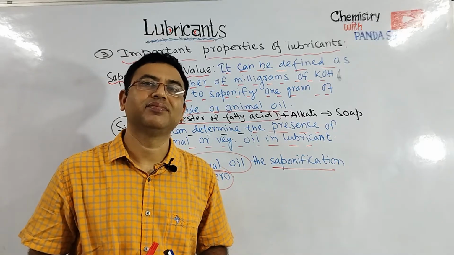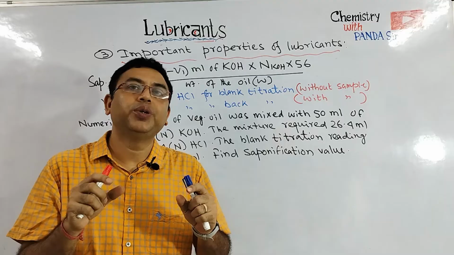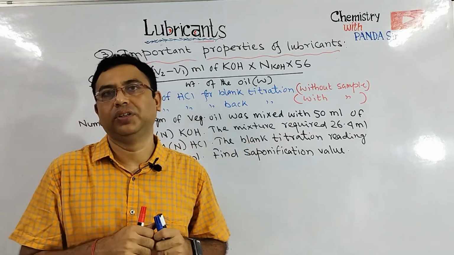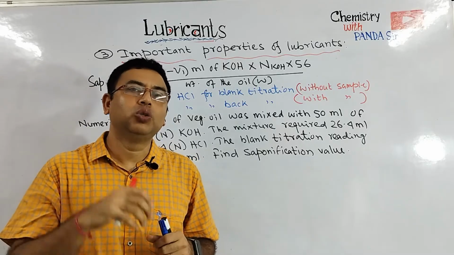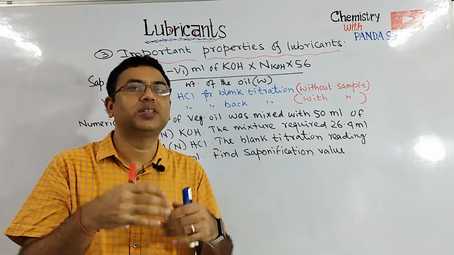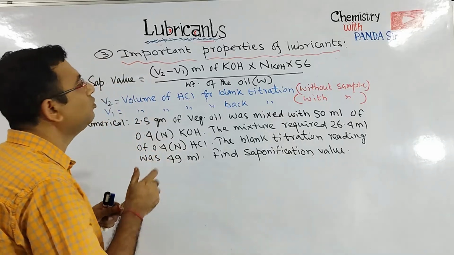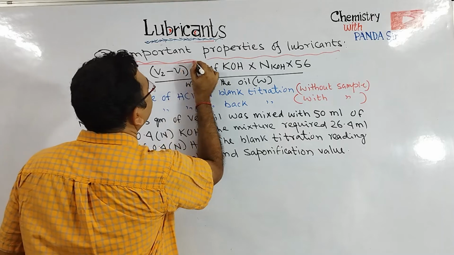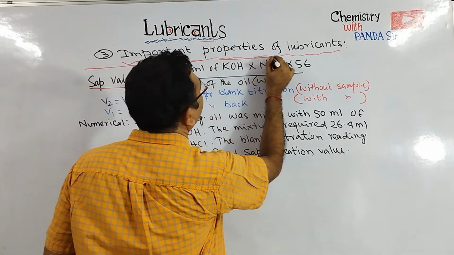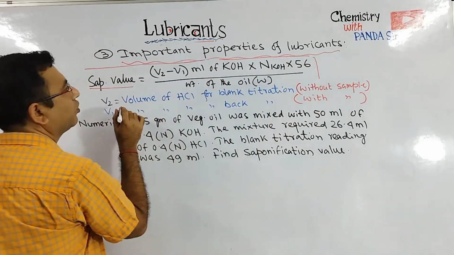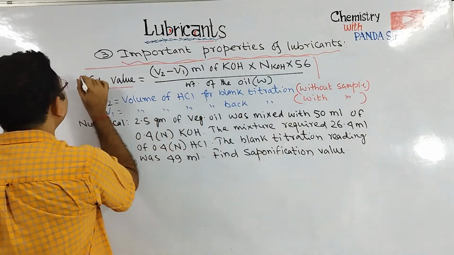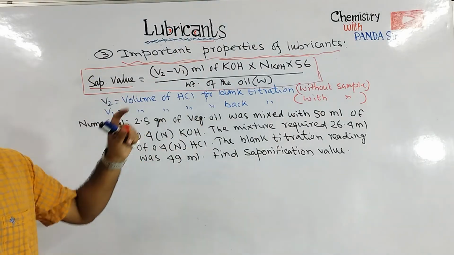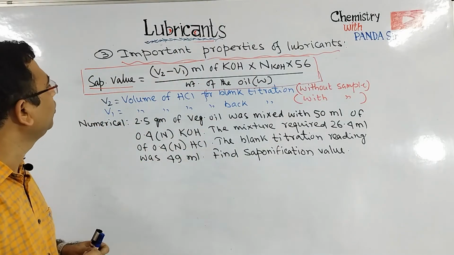As I said, saponification value has an equation to find it. So let's see the formula. Saponification value is (V2 minus V1) ml of KOH into the normality of KOH into 56, divided by the weight of the oil. So this is the formula to calculate the saponification value.